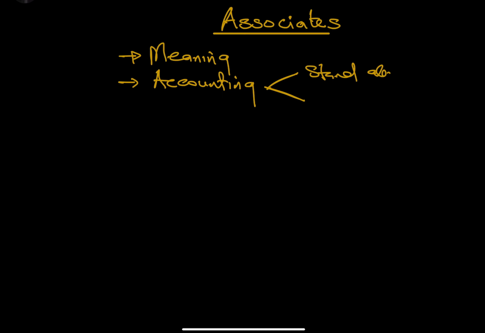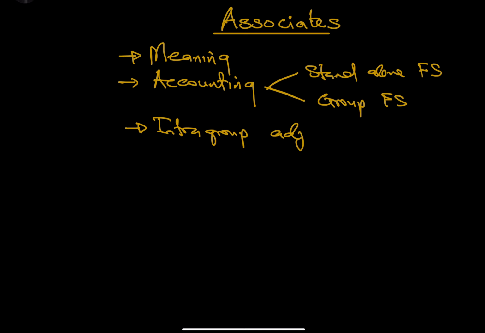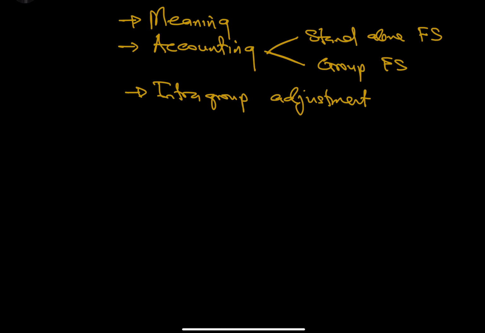associate. So in this video, I'm going to cover the meaning of associate. When do you think you have investment in associate, and how do we account for associate? So we'll look at the accounting. And under accounting, it's going to be in two ways: in standalone parent FS, the standalone financial statement of the parent, and also we'll look at how it is accounted for in the group financial statement. And I'll end it all with how we'll make adjustment for intra-group transactions. So we'll look at intra-group adjustment. This is what we'll just quickly cover in this video. Once we cover this, then we can go into those questions.